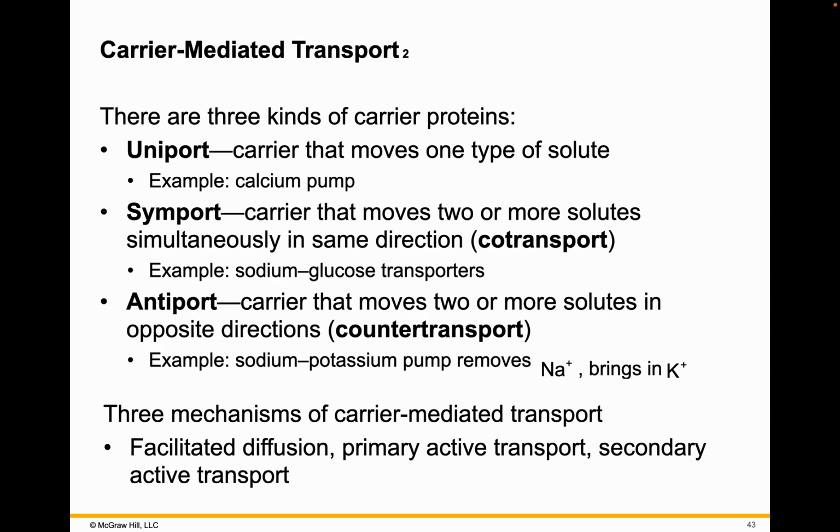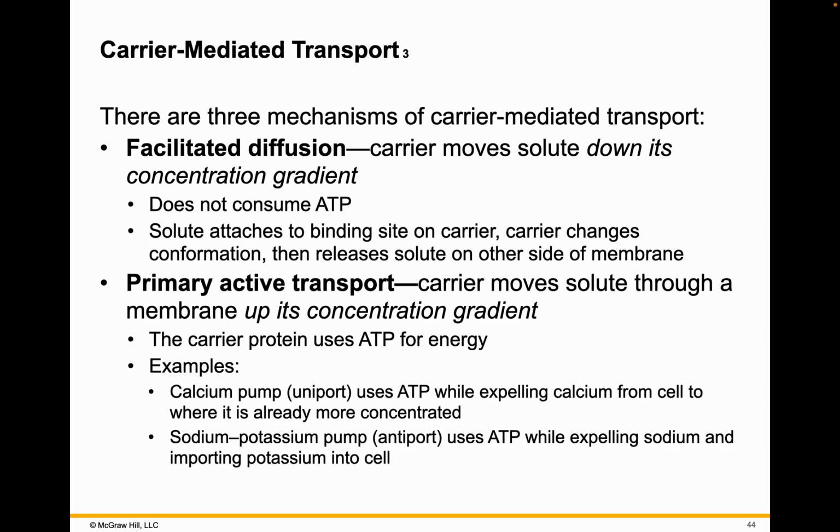of a counter-transport pump. There are three mechanisms of carrier-mediated transport: facilitated diffusion, primary active transport, and secondary active transport. In facilitated diffusion, the carrier moves solutes down their concentration gradient, so it does not require any ATP. Solutes attach to a binding site on the carrier. The carrier changes conformation and releases solutes on the other side of the membrane. In primary active transport, you get a very similar situation, but the carrier protein needs to use ATP to move that substance and move it against its concentration gradient. The calcium pump uses ATP to get calcium out of the cell. The sodium-potassium antiport uses ATP when exporting sodium and importing potassium.